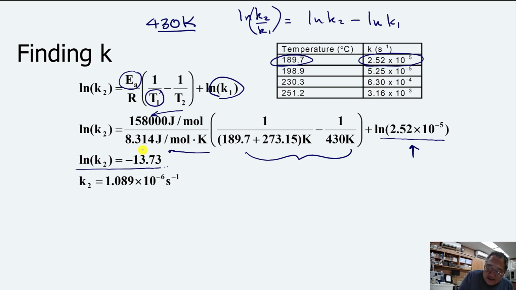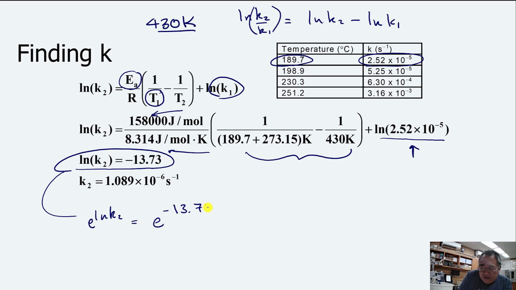Now, when you solve it, you're going to get this, that whole long mess on the right-hand side. And that's actually the log of the value, so you have to take the anti-log. So the anti-log is e to the ln k2 is equal to e to the minus 13.73, like that, and that will give you k is equal to, and this gives you that number there, okay?